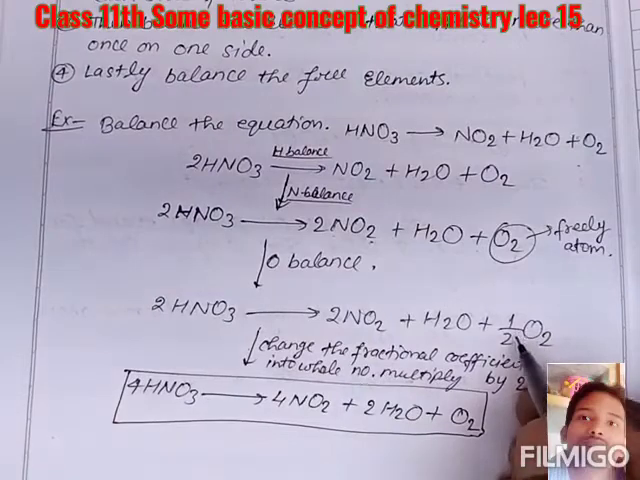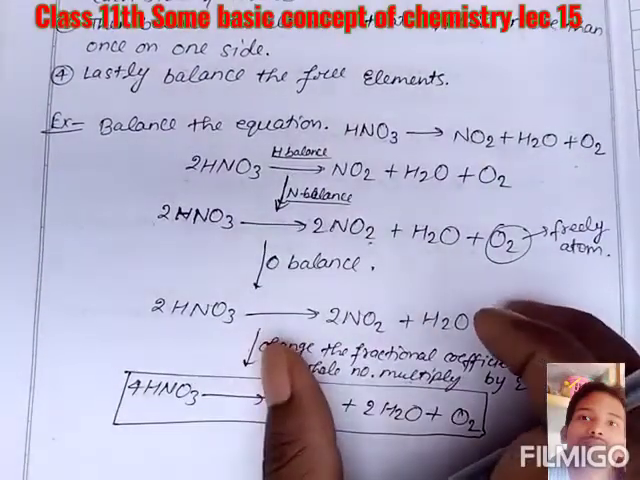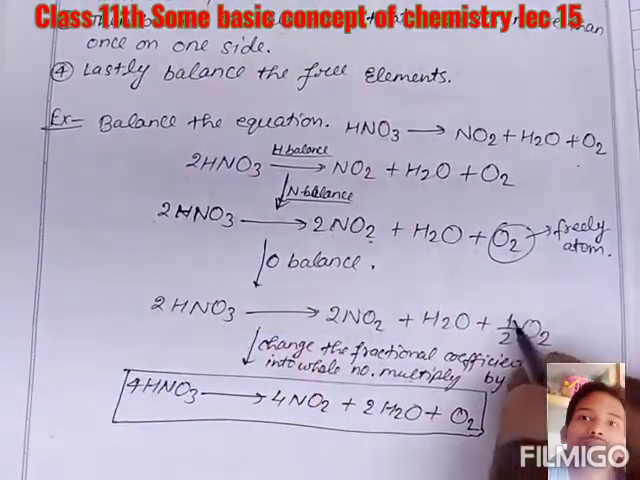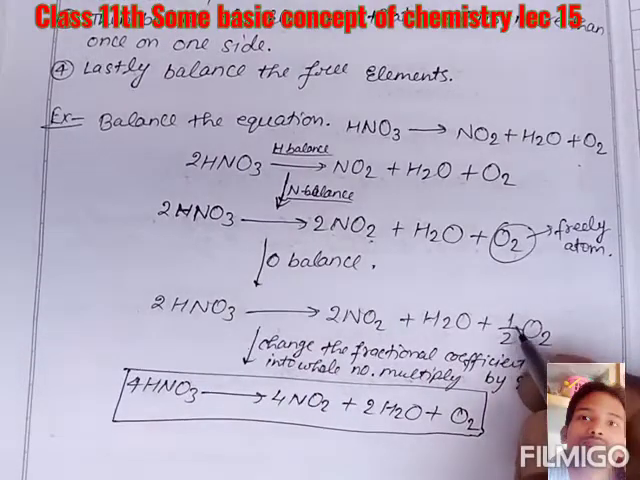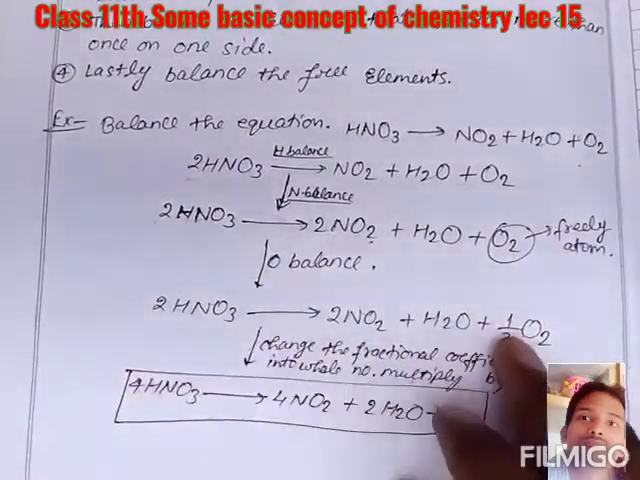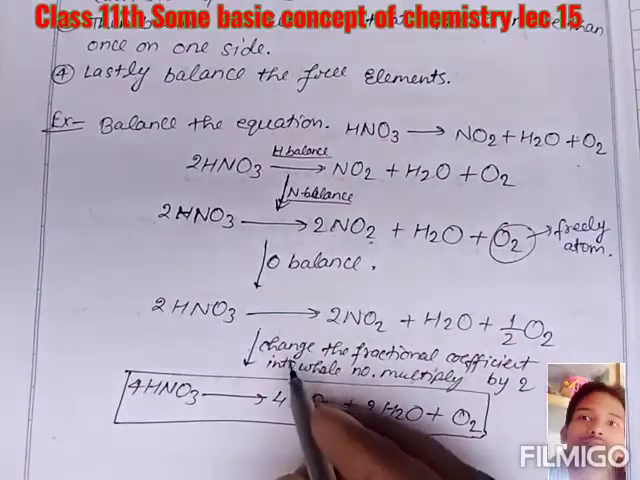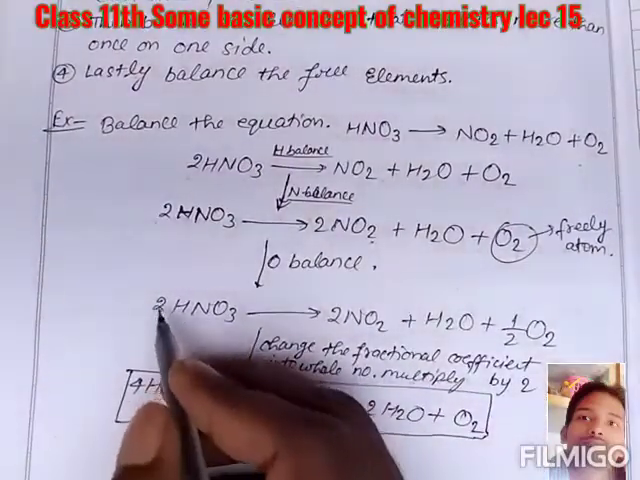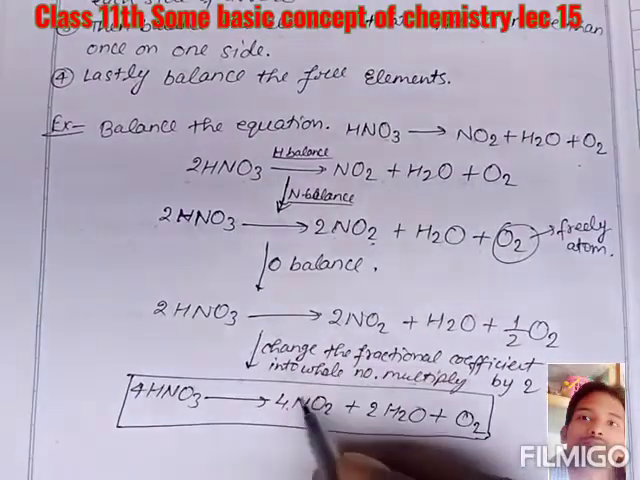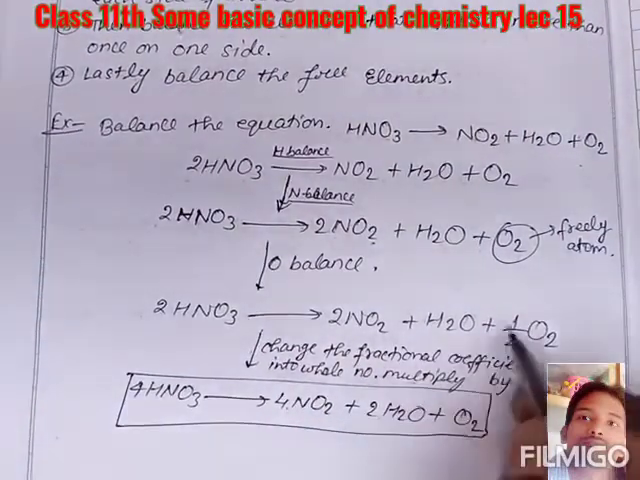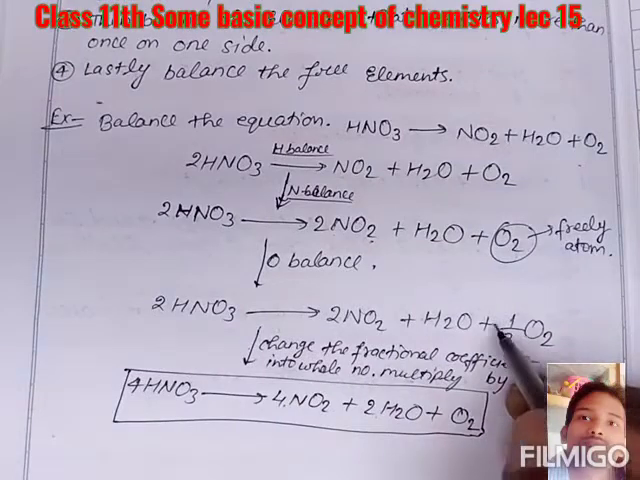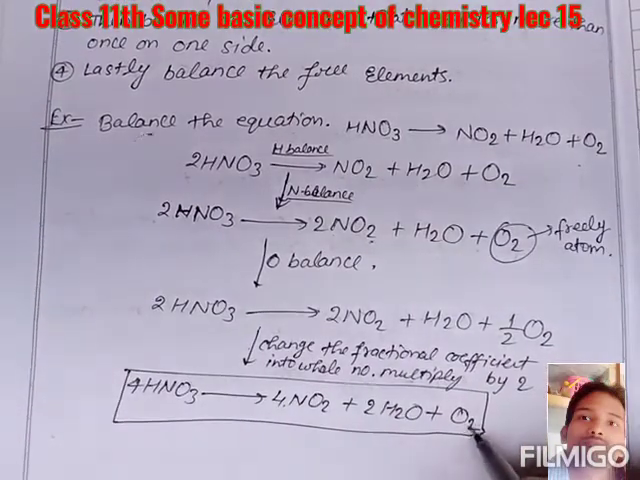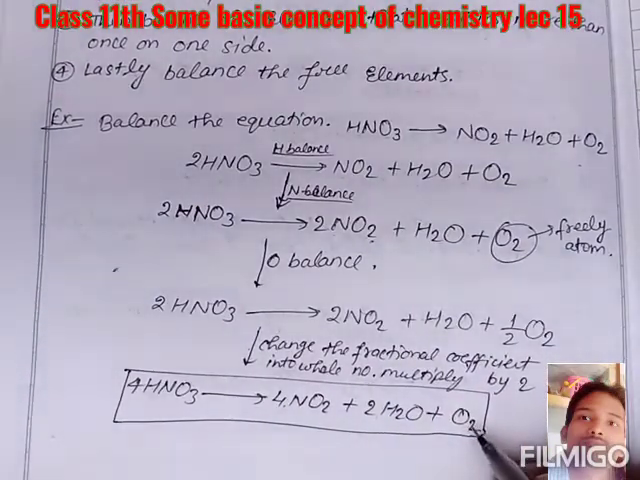Now change the fractional coefficient. If you leave it, this is also right, but if you want to remove the coefficient which exists as a fraction, you can multiply both sides by a suitable number. So change the fractional coefficient into a whole number by multiplying by 2. So 2 times 2 is 4, and 2 times 2 is 4, and 2 times 1/2 is 1, so the 2 will cancel out and O2 will exist in free form.